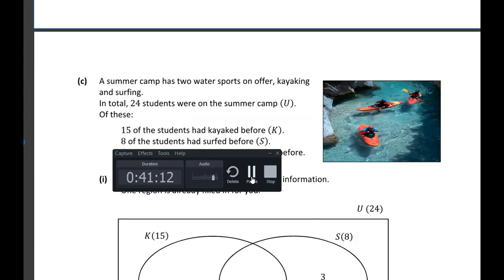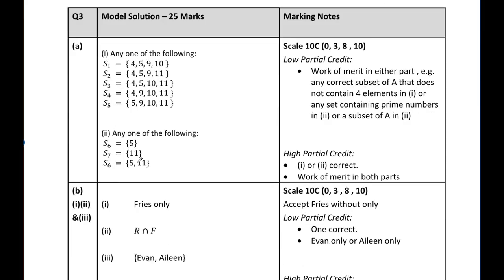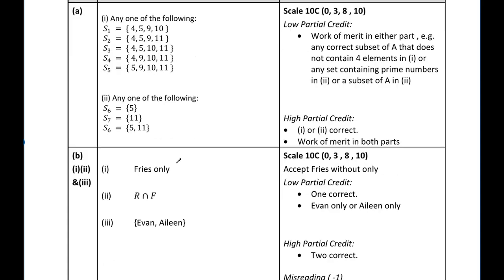So we'll just look at the way they presented that here. As I said, there's 5 different ways of doing the first one, 5 choose 4. There's any one of the following for that. Here, fries only. And here, or intersection F, Evan and Aileen. You could have Aileen and Evan, doesn't matter. All right.